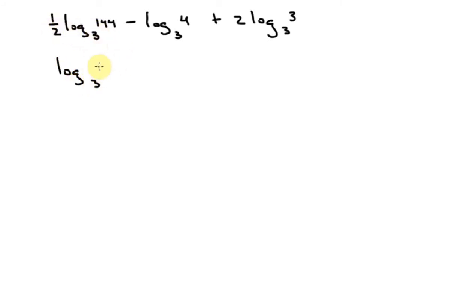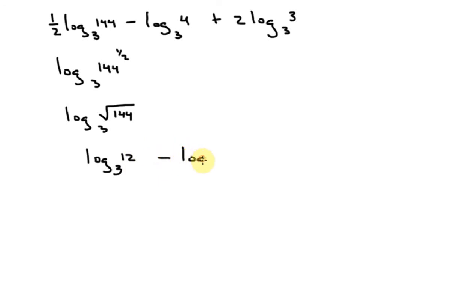So in other words, I think the first thing I'd want to do is this. Bring this in, which is a 144, to the 1/2. Now that's the same as saying the square root of 144. So this first thing actually boils down to nothing other than a log of 12 base 3. Because I happen to know the square root of 144 is 12. Then there's not much I can do with this second guy. There's nothing to simplify immediately with that.